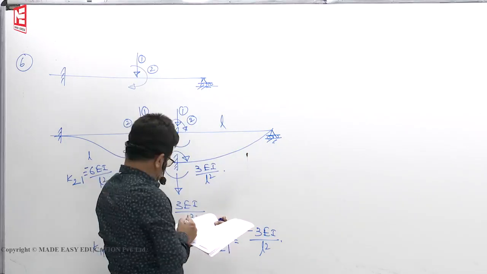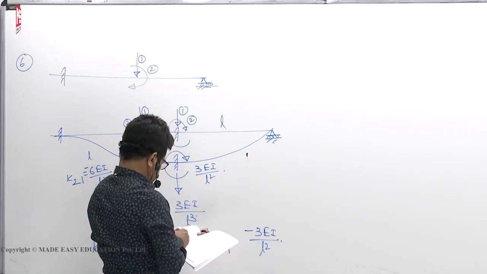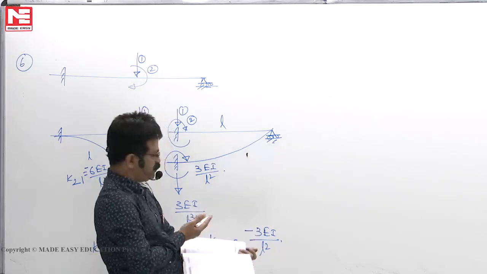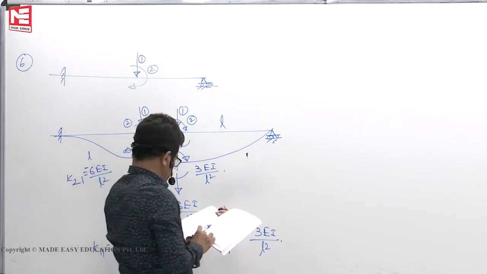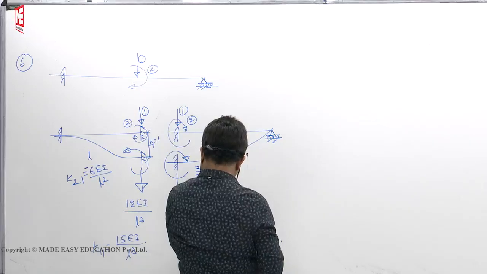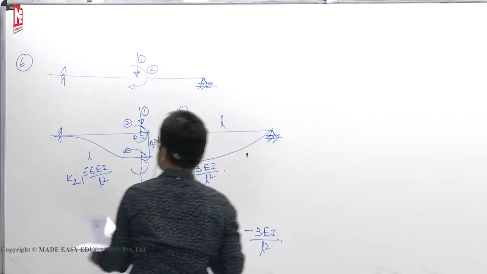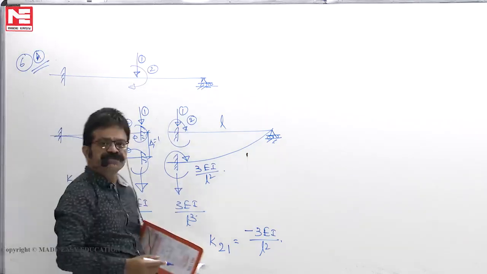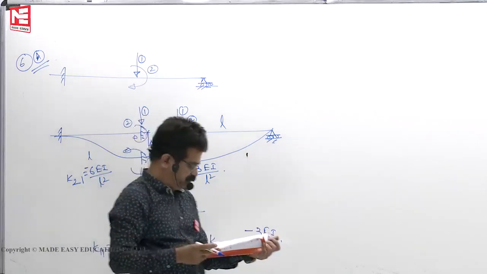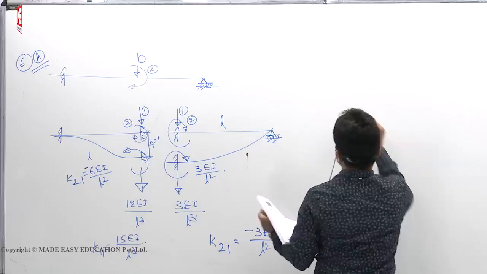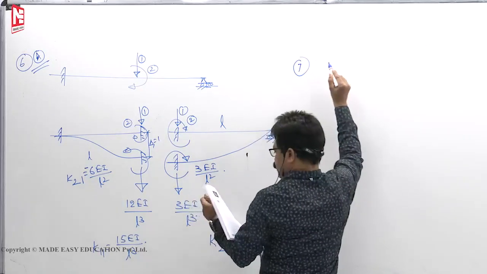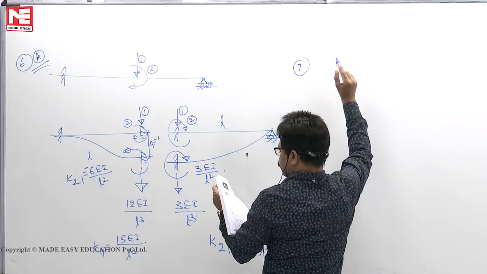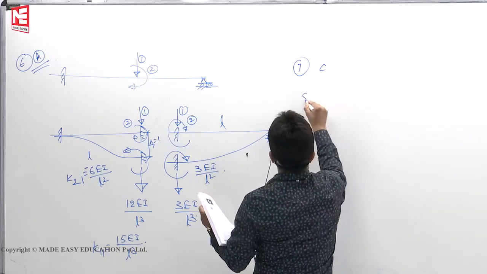See, if it tallies, 15 EI by L cube, minus 3 EI by L square. Only one option is matching, one is sufficient. 15 and minus 3, you have got A. So directly put it as A. Other options, you don't have to solve and waste the time in the exam. Next, 7. This we solved in the class. 3A into 1 by A cube plus 1 by B cube. 7C.